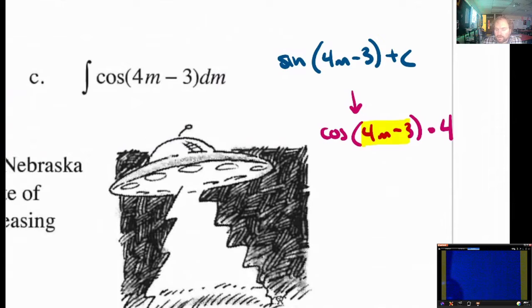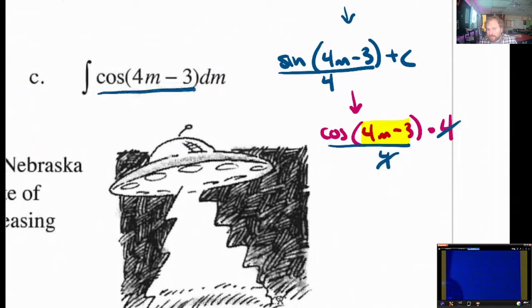So in our antiderivative up here, we need to lay a trap. We need to let that 4 fall into a trap. So let's divide this whole thing by 4. And that will do the trick, because if we divide it all by 4, now these 4's cancel out, and we have exactly what we want, just the cosine of 4m minus 3. So this whole idea of laying a trap in the antiderivative, that's the most important piece. This is your antiderivative right up here.